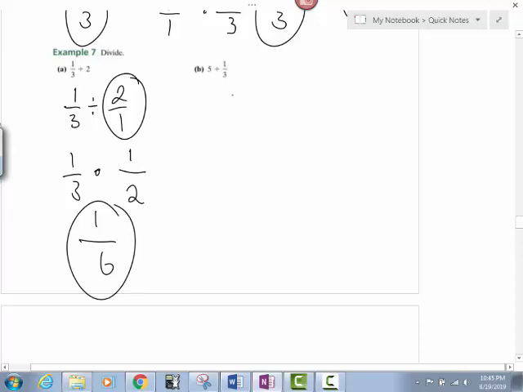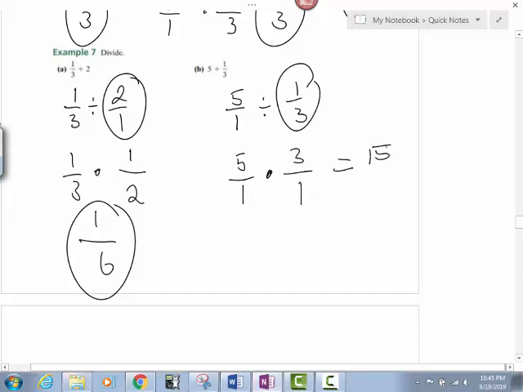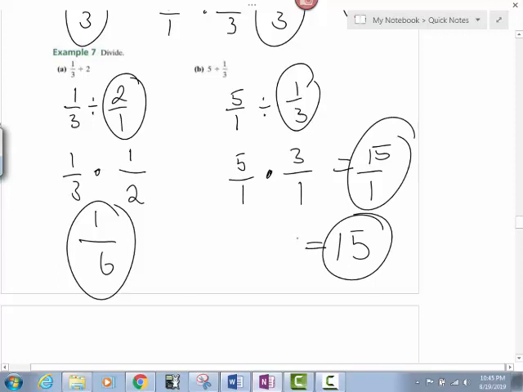The second fraction, I'll think of that as 5 over 1 divided by 1 over 3. Remember, my first fraction stays the same. Instead of 1 over 3, I'm going to write that as 3 over 1. Multiplying straight across, that gives me 15 over 1. And remember, if it's over 1, we're going to just write it as 15. Okay?